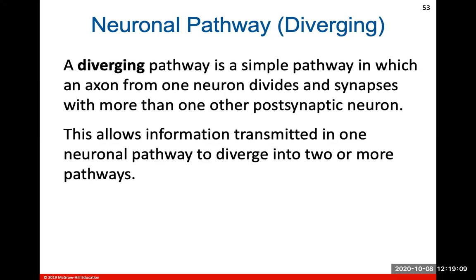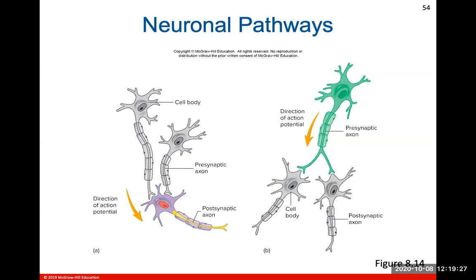And the diverging pathway is a simple pathway in which an axon from one neuron will divide and synapse with more than one other postsynaptic neuron. And this will allow information to be transmitted in one neuronal pathway to diverge into 2 or more pathways. And we'll talk a little bit about this and why they're important, whether they will converge or diverge, and how that will help the transmission of a signal.